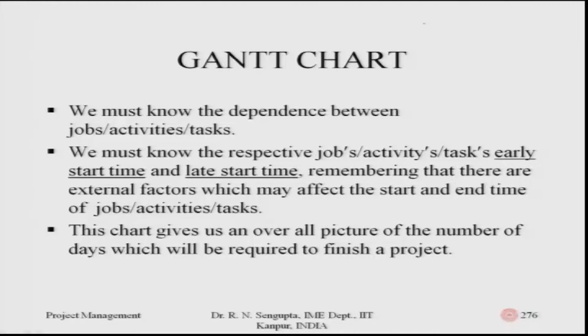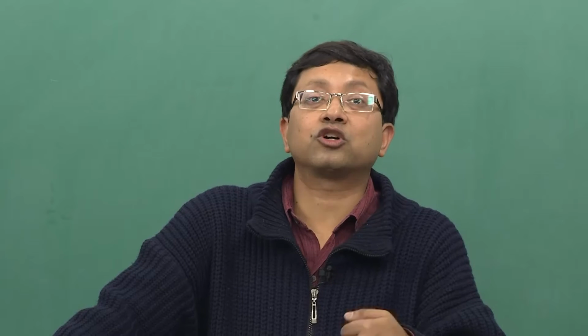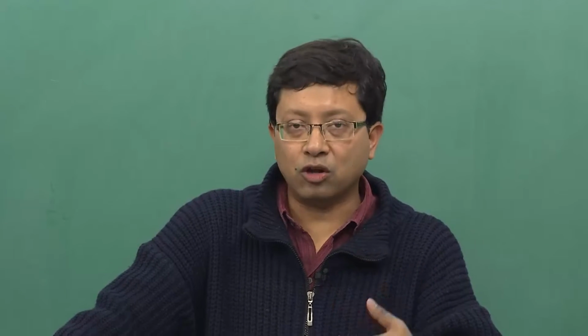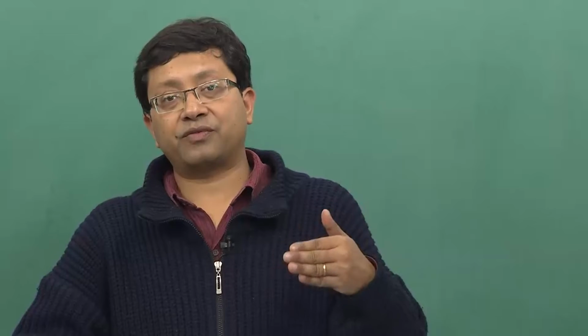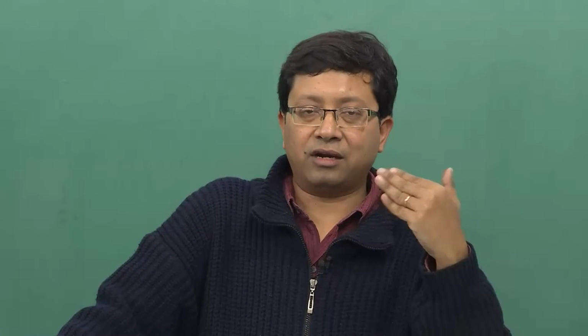In the Gantt chart, we must know the dependence between jobs, activities and tasks. Those dependence structures, whether we are using end to start, start to start or start to end, should be considered in a very clear cut manner. We must know the respective job, activity, task, early start and late start time. These are important considering which concept you are following. If it is EE, which is end to end, or start to start, you will consider those accordingly and do the calculations based on which precedence concept you are using.